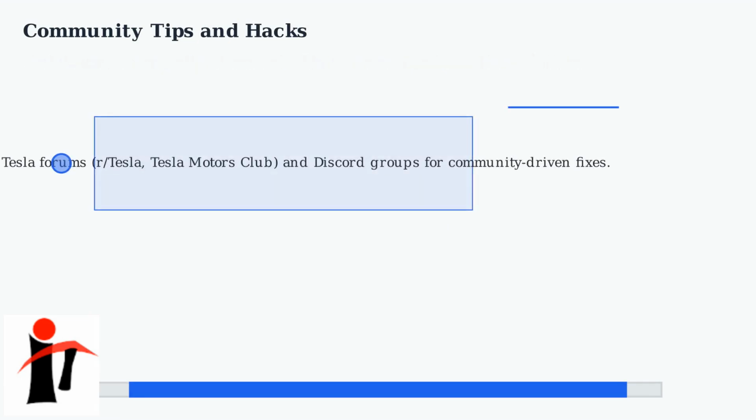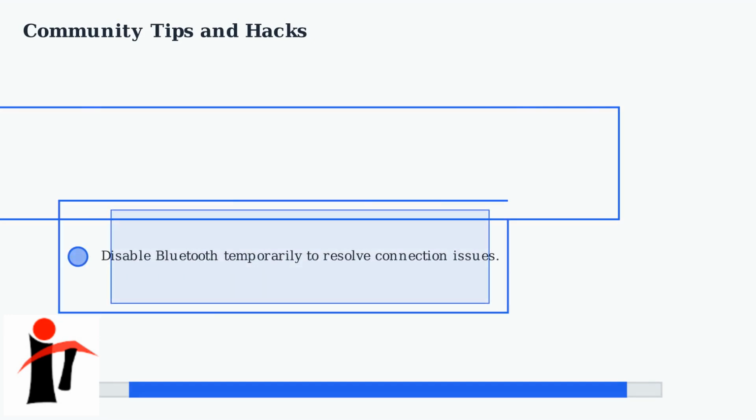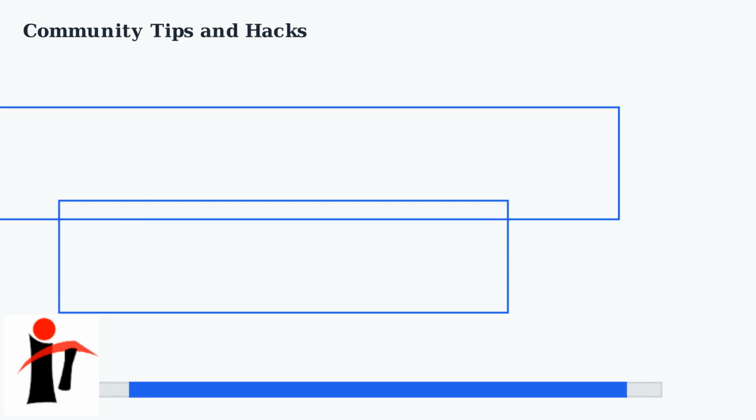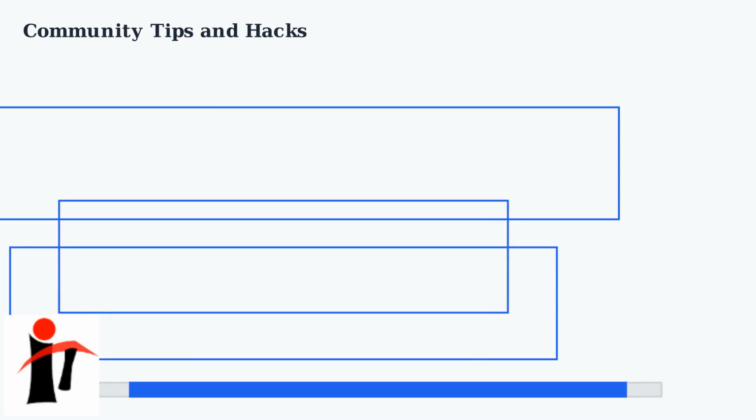Check Tesla forums like Ars Tesla and Tesla Motors Club, as well as Discord groups, for community-driven fixes shared by other users. Some users report success by disabling Bluetooth temporarily, which can help resolve app connectivity problems. Adjusting your phone's battery optimization settings can also improve the Tesla app's performance and reduce connection failures.